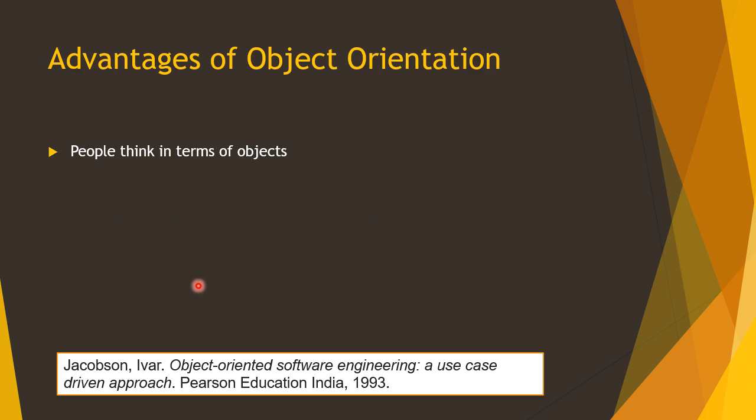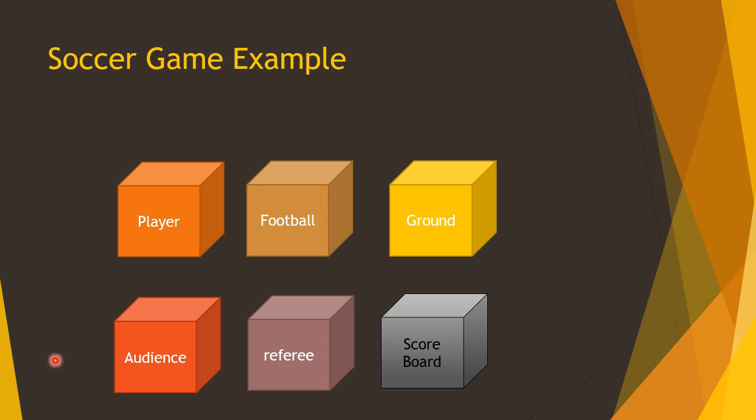Now there are several advantages of using object orientation. The first is people think in terms of objects. Now look at this example. It was easier to identify these objects instead of functions. Have you seen any functions there? Of course not. So functions are something which are hidden inside of these objects. For example, look at the player object. What kind of functions or behaviors does a player have? For example, he can hit the ball, he can run.